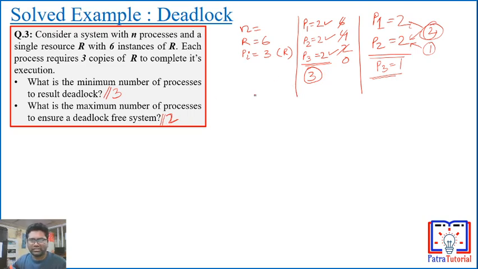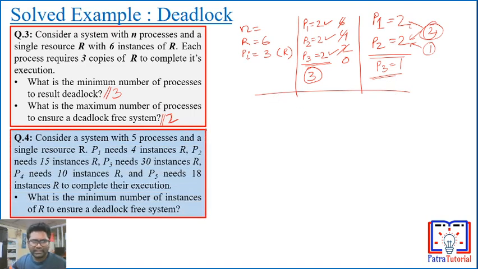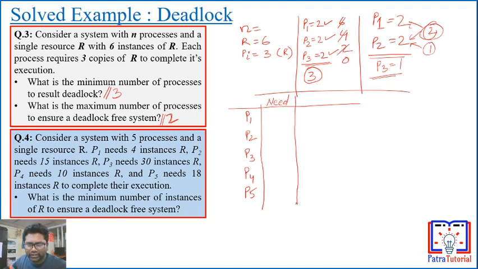So this is the third one, and I have one more question that I will discuss. This is a very interesting one, just look here. There are 5 processes in the system. Let me write like this: P1, P2, and P3, P4 and P5. Their requirement, their need, is given: how many instances of each resource they need.